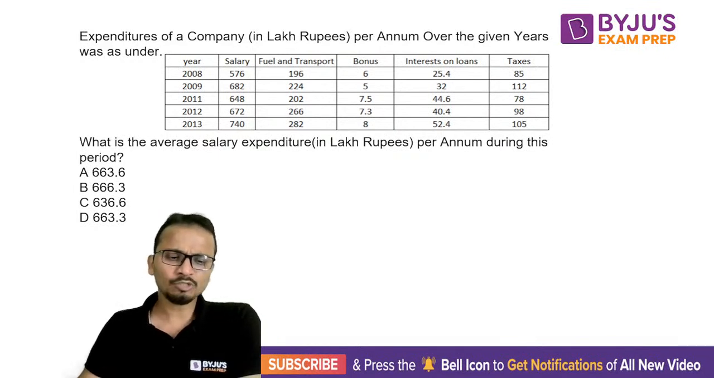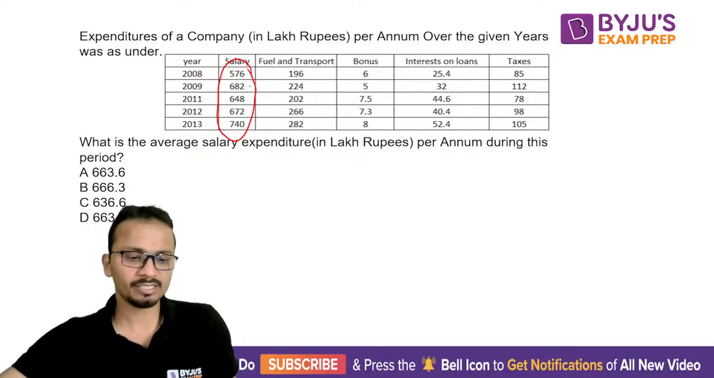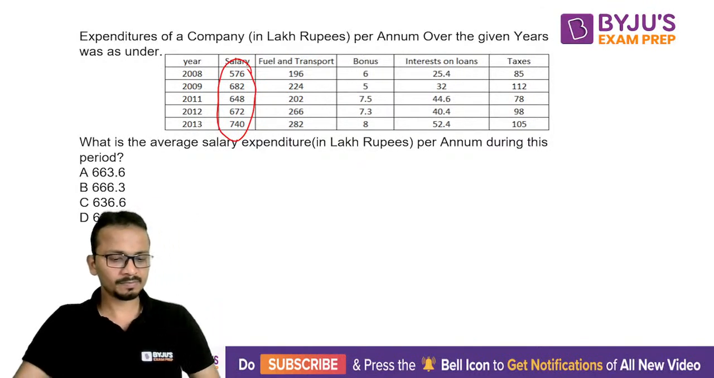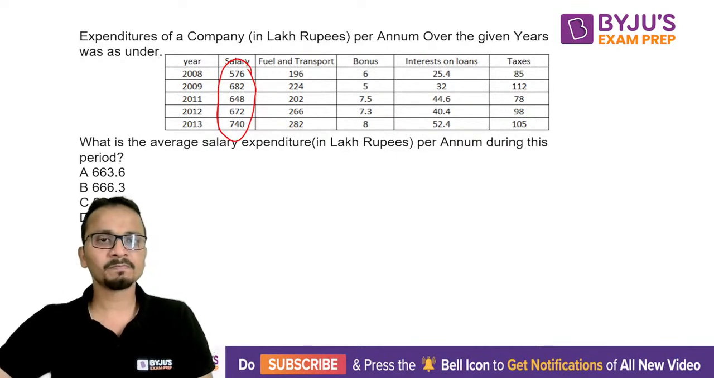It is very easy to find out the average. It is sum divided by number of terms. So can you please help me with the sum of these five numbers which comes under salary? Come on, can you help me with the sum here?